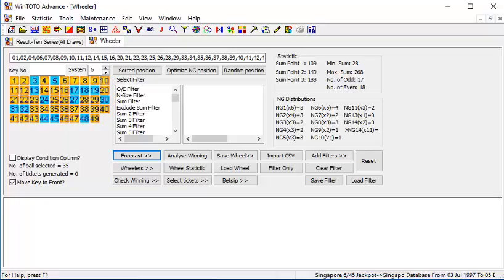So please remember, upgrade to the latest version and you should support WinToto Advanced. We need to make WinToto Advanced always valid. Very important, alright? Once it stops development, it's invalid. So that's not what you want to see.